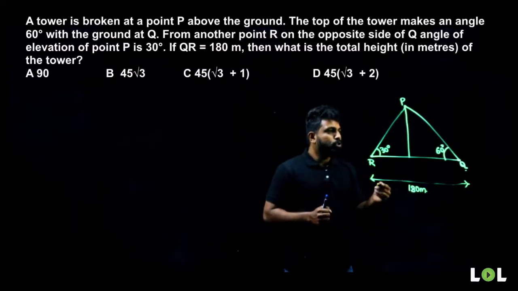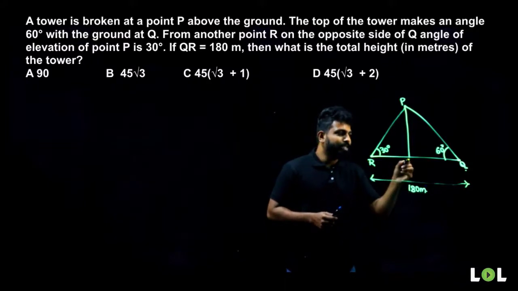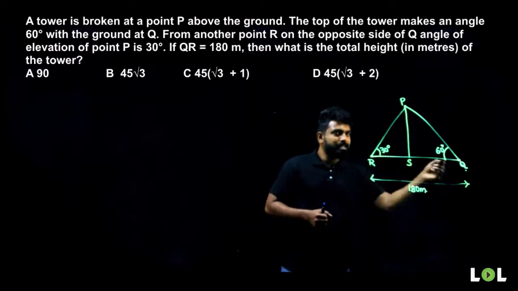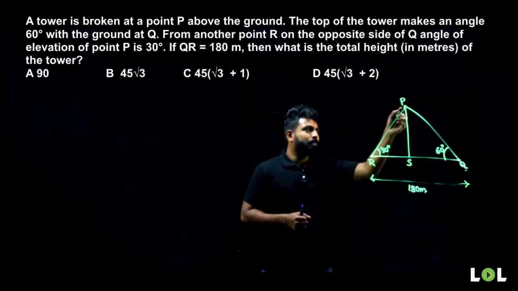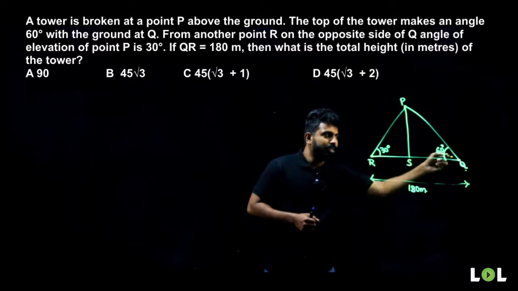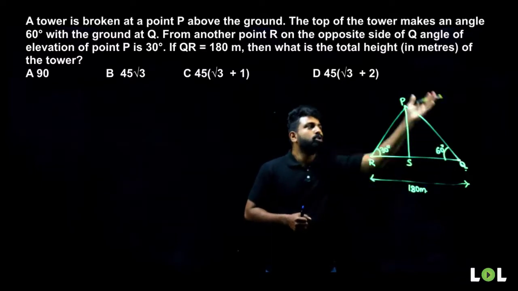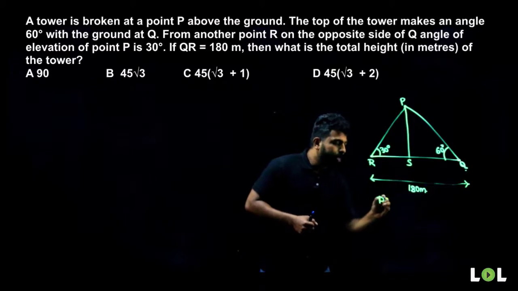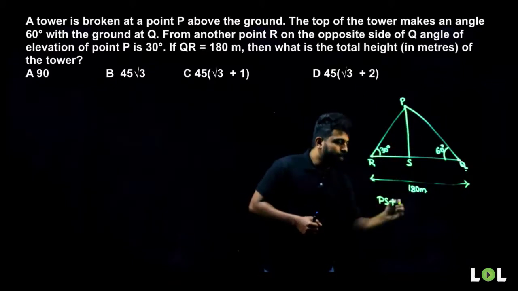And they've also asked what is the total height of the tower in meters. What do we mean by total height? If I consider this point as S, what will be the total height? PS plus PQ, because this is the part of the tower that is standing and this is the part of the tower that has fallen down. So if it is erect, the total size will be PS plus PQ.